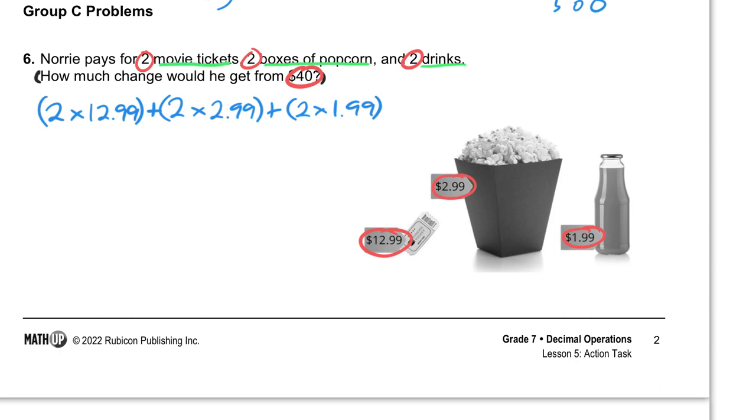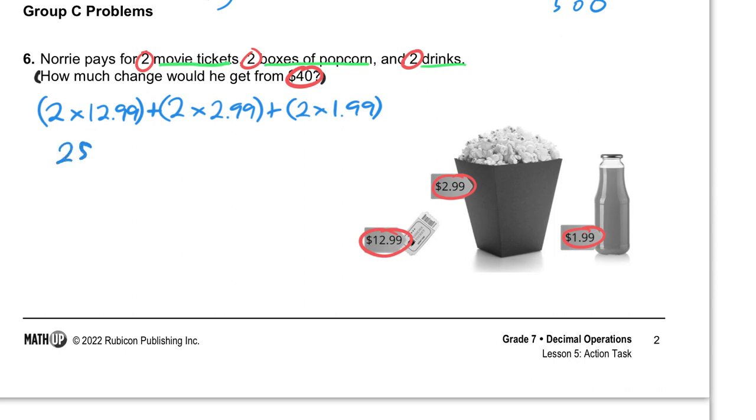So let's rewrite this after calculating all of those amounts. These are easy enough to do in your head. 2 times $12.99 is very close to 2 times 13, so I'm going to pretend that the $12.99 is actually a 13. So that would be $26. But I know that that's 2 cents too much, so I will go $25.98.